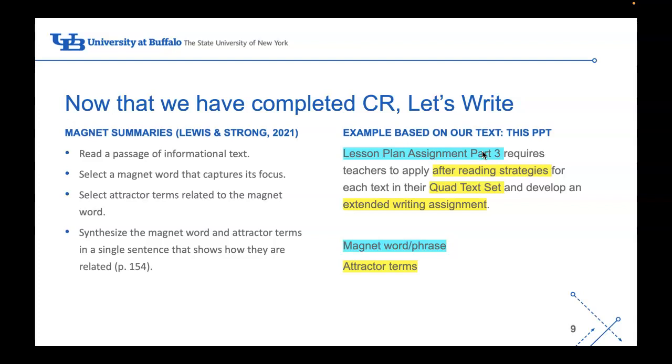And then some key attractor terms or phrases would be the after reading strategies. We're looking at the text from the quad text set, and then something unique to lesson plan assignment part 3 is after reading strategies and also the extended writing assignment.